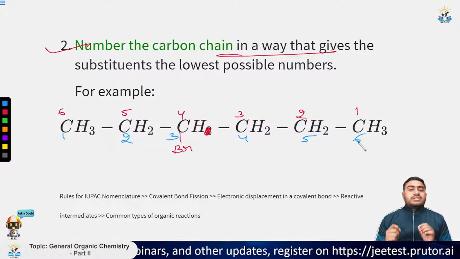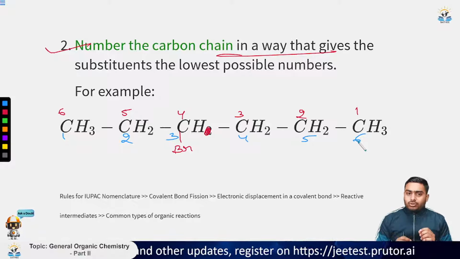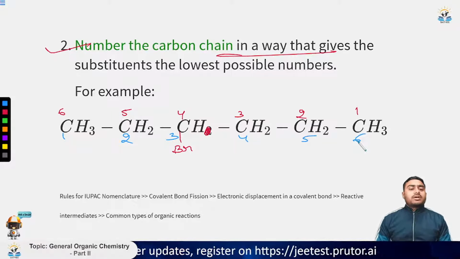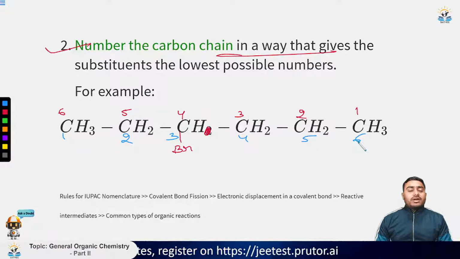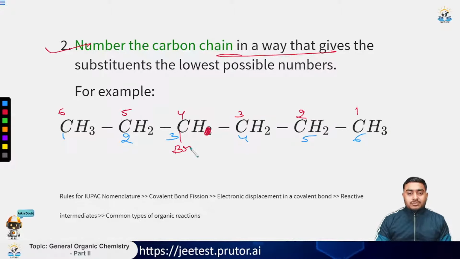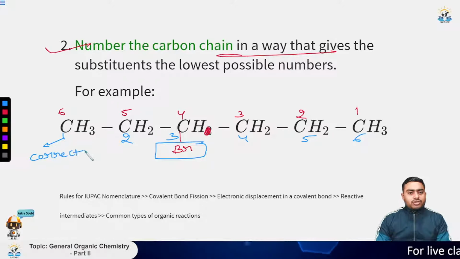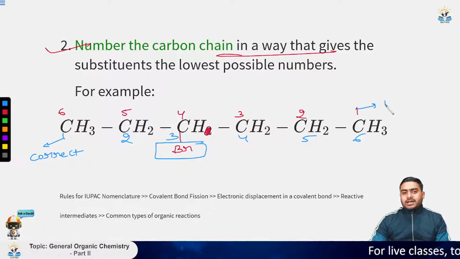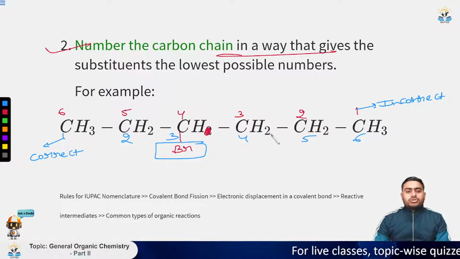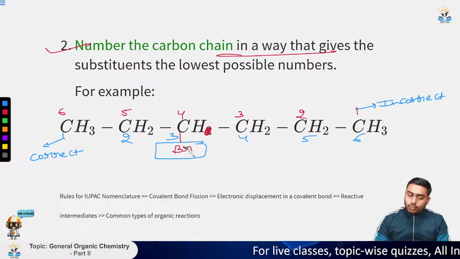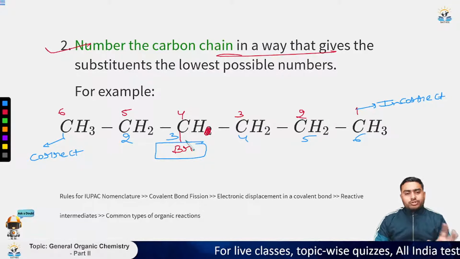So the basic rule is the lowest locant rule. That means we have to give the numbers to the carbon chain in a way that gives the substituent the lowest possible number. You can see the substituent is bromine here, so we have to give 3 or 4. So this blue one, numbering is correct. This one is correct and the upper one is wrong, incorrect numbering. So 1 2 3 4 5 6, so it should be 3-bromo. Bromo is prefix.